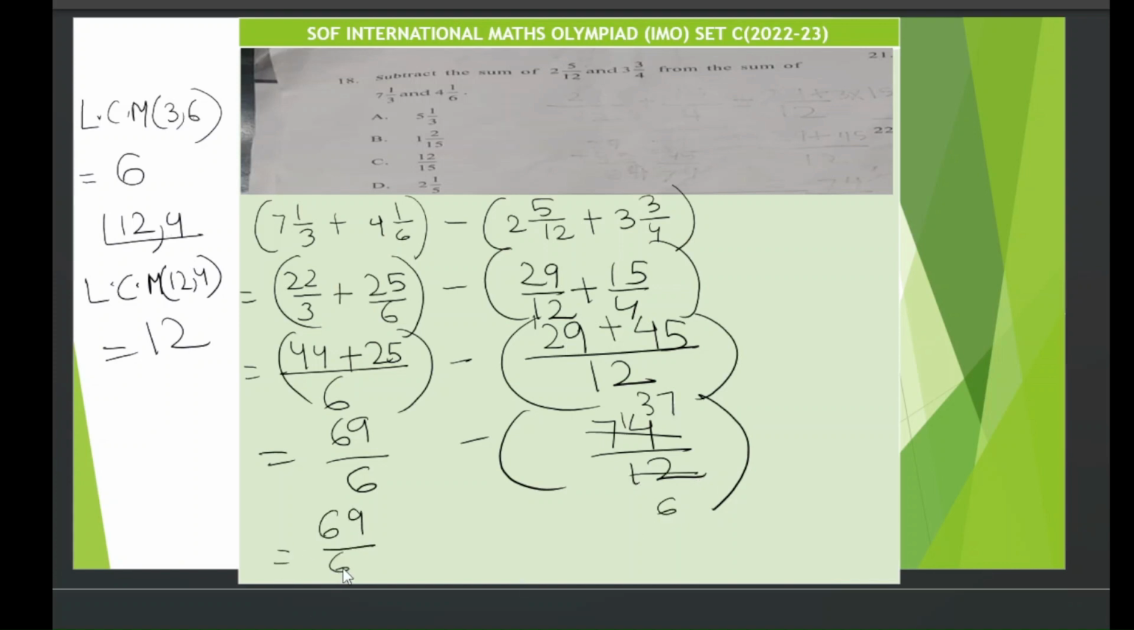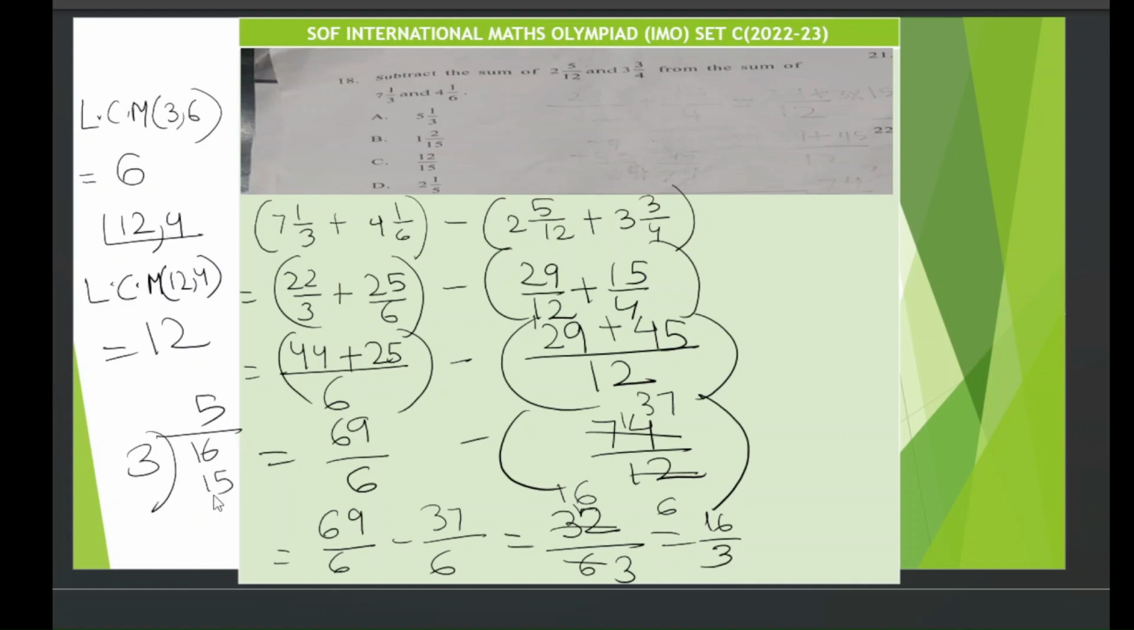So 69 by 6 minus 37 by 6. We have got a common number in the denominator, so just subtract the numerators. 9 minus 7 is 2, and 6 minus 3 is 3. So 32 by 6. Again we have got a common factor. 2 3s are 6, 2 1s are 2, 3 minus 2 is 1. So it will be 12, 2 6s are 12. 16 by 3. So let's find out. 3 5s are 15. 16 minus 15 is 1. So it will be 5 1 by 3, which is option A.